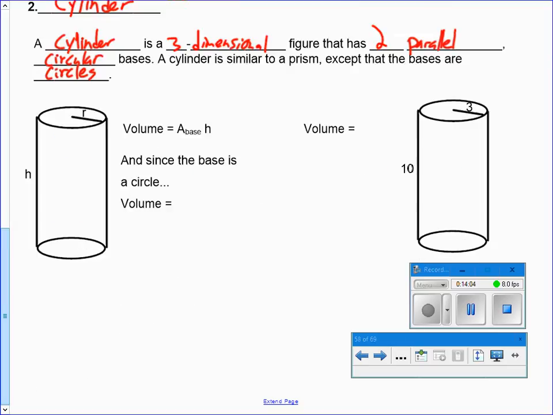So our volume formula, look at this, is exactly the same as it was for the prism: area of the base times the height. But since the base is a circle, the area of the base would be pi r squared. We could also say the volume for the cylinder would be pi r squared h. So pi r squared, area of the base, times the height. It's the same idea as we find the area for this circle up here, and then multiply it by the height.